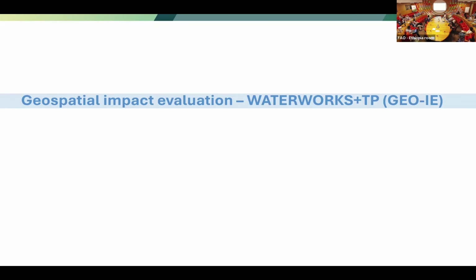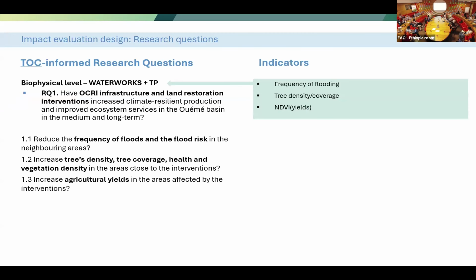That is more like what we plan to do now. So this is the research question that we have, related to the theory of change. It's mostly about whether these infrastructure and land restoration interventions can increase climate resilience in these particular areas of the Oueme Basin. We expect to have results in the middle and long term. The idea, in more detail, is to see if there is a reduction in the frequency of floods.